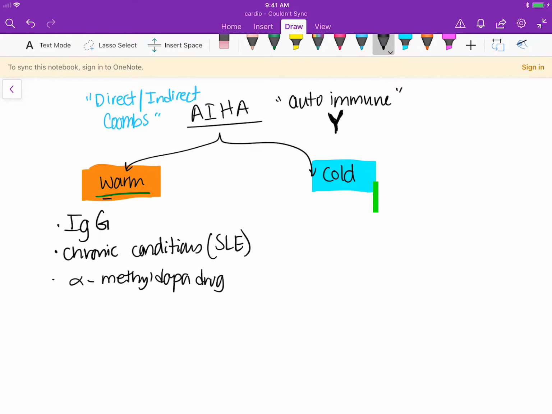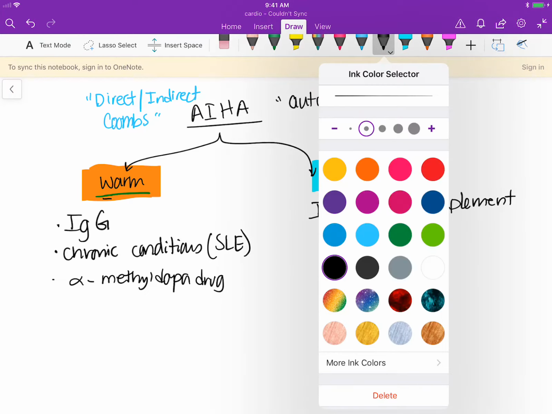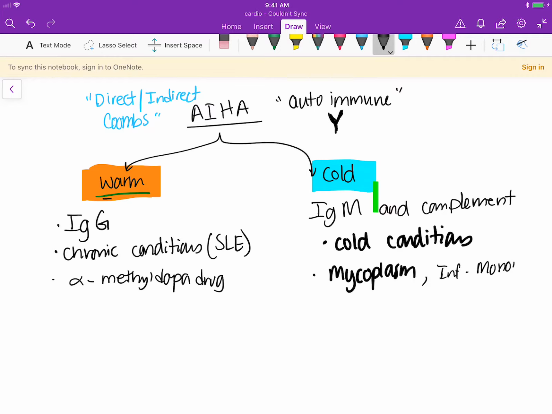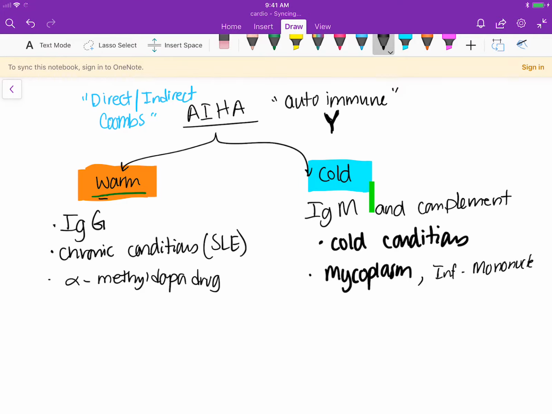For cold, we know that this is going to be IgM. Now here's the sticky part: the sticky part is IgM and complement, okay? It's IgM and complement activated. It's triggered by cold, usually cold conditions. Also Mycoplasma. Remember, Mycoplasma is usually seen in young males living in close quarters. It's the cause of atypical pneumonia, and also infectious mononucleosis, which is from the EBV virus.